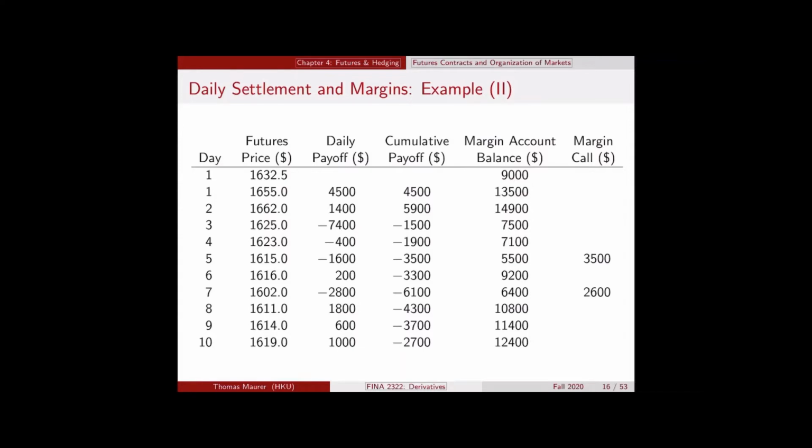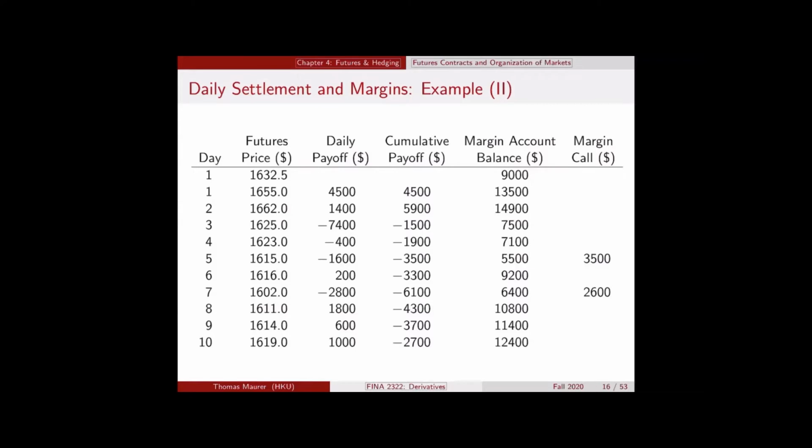On the next day, the futures price increases even more by another $7 per ounce. That means that $7 times 200 ounces, that's $1,400. And that means now your cumulative gain would be $5,900. So that's the 1,400 plus the 4,500. And again, that additional 1,400 is deposited in your margin account. That means you have now $14,900 in your account.